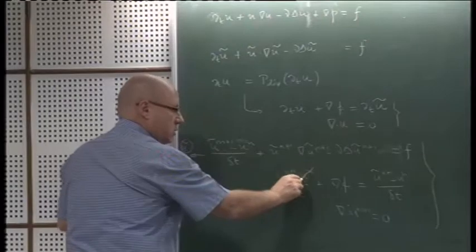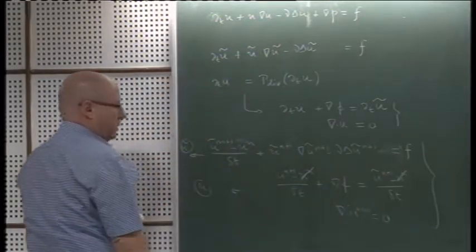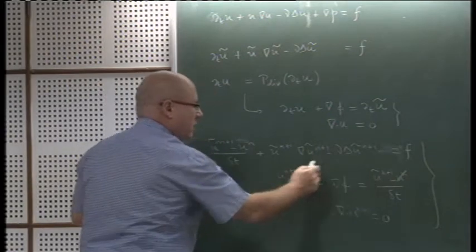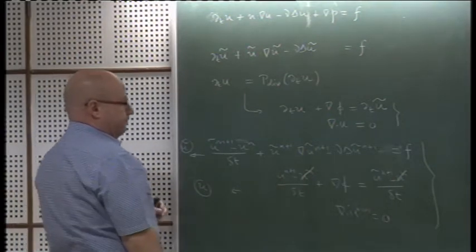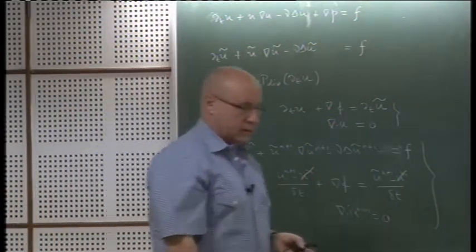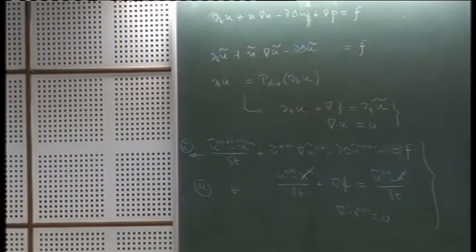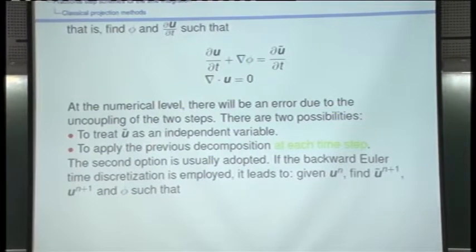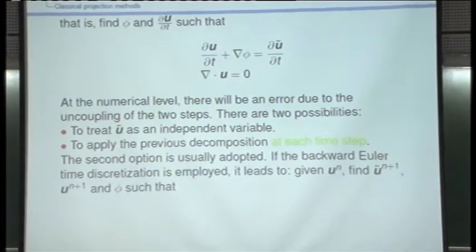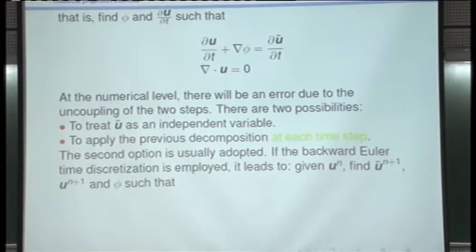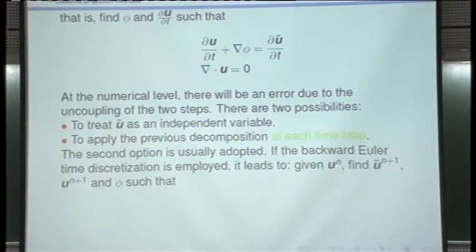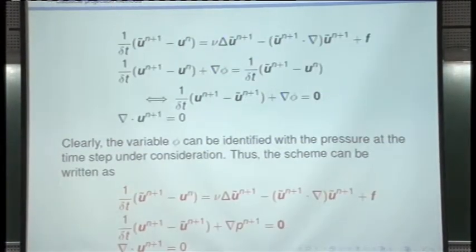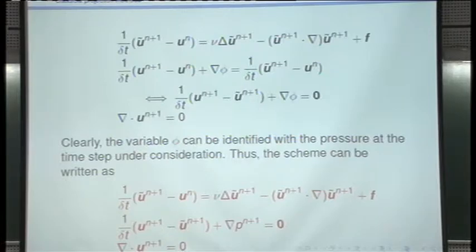As you see, this term cancels with this, and then this one can be moved to the right-hand side. But we will see later. Anyway, there are these two possibilities. That is what I said here. The usual one is to take u tilde as an intermediate variable and just forget it. Once you have computed it, forget it, and just keep the variable u^n. So this is the scheme. This is exactly what I wrote there.